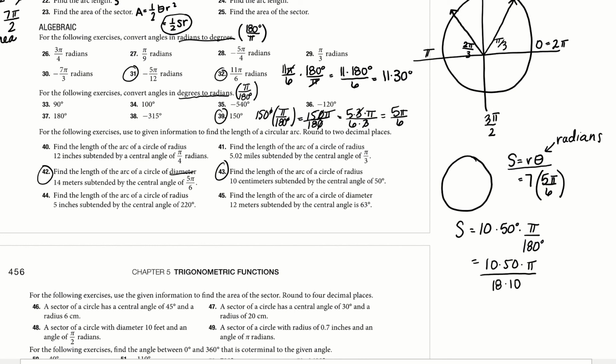18 times 10 is 180. So now I have 5 times 10 times pi over 9 times 2. Well, our 10 is 5 times 2, so these 2's can cancel out. And we will get 5 times 5, that's 25, times pi, 25 pi over 9. And this is the arc length, 25 pi over 9.